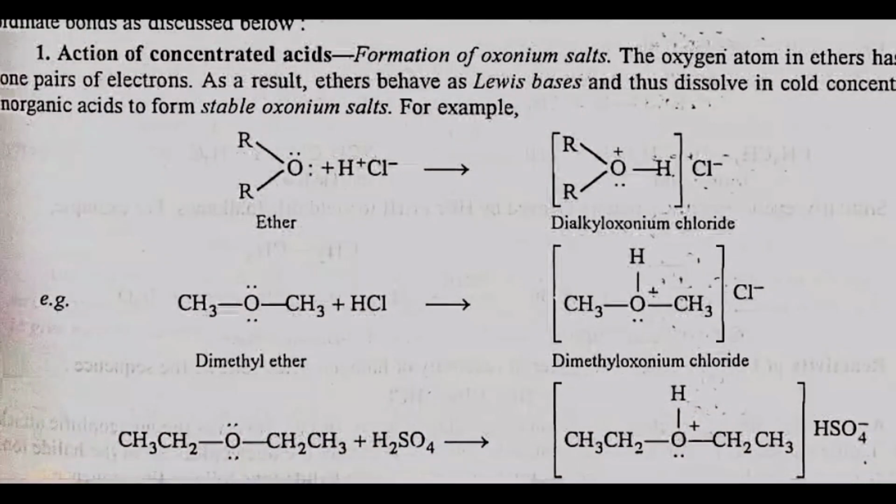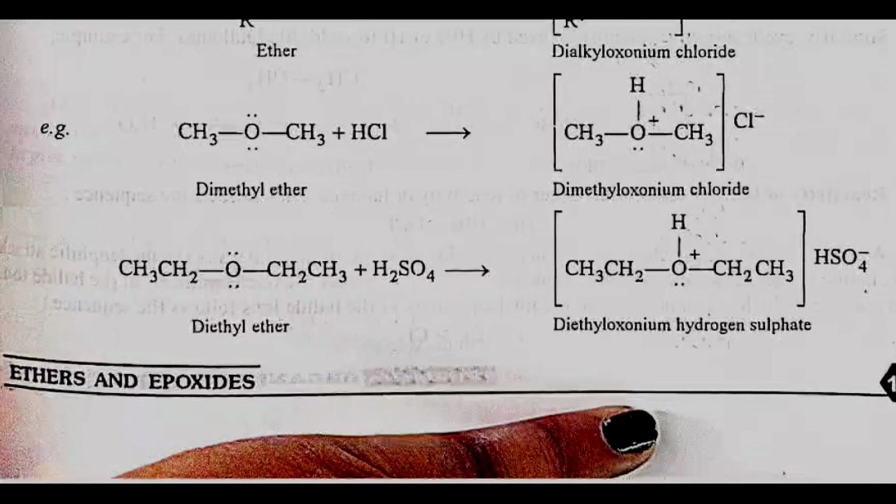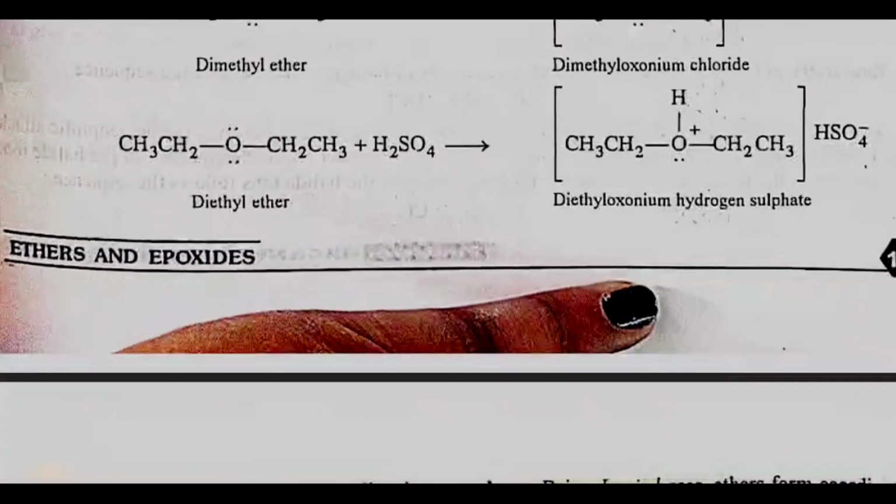First, action of concentrated acids. Formation of oxonium salts. The oxygen atom in ether has two lone pairs of electrons. As a result, ethers behave as Lewis bases and thus dissolve in cold concentrated inorganic acids to form stable oxonium salts. For example, ether is converted into dialkyloxonium chloride. Example, dimethyl ether is converted into dimethyl oxonium chloride. Diethyl ether is converted into diethyl oxonium hydrogen sulfate.